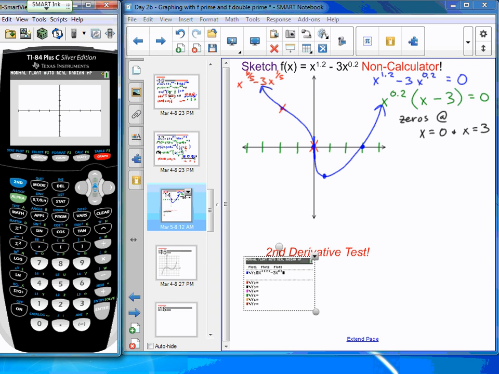Did you do something wrong? Oh, no. Oh, no. Vertical tangent. Minimum!